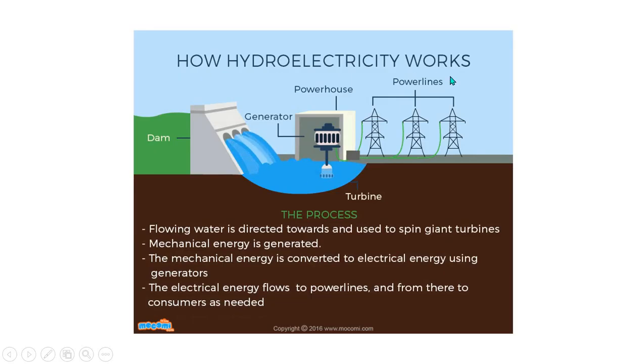And hydroelectricity work means how electricity is produced in dams. Here you can see from a dam the water is going into a turbine and it is causing the rotation of this generator, and when it is rotating, the powerhouse is generating the electricity and it is supplied to the power lines.